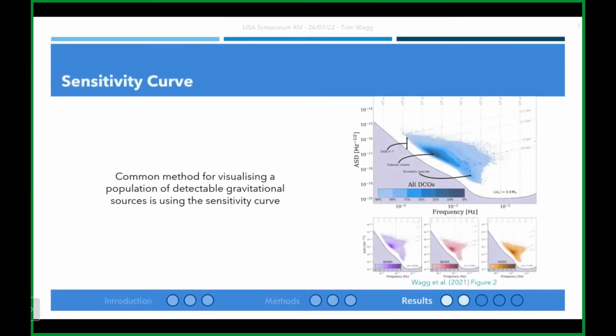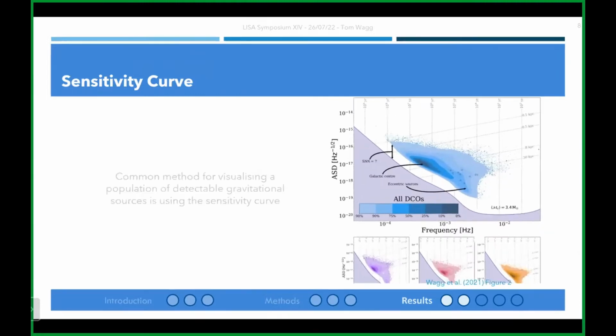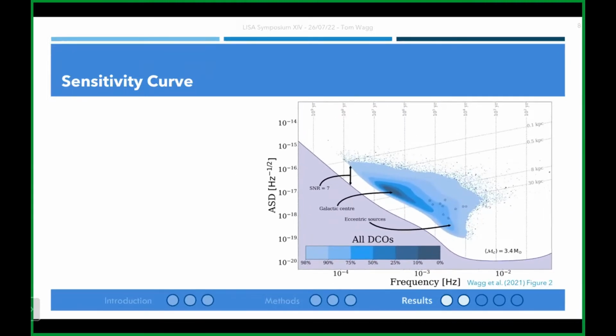But I think the numbers aren't necessarily the most insightful thing to look at. I think it's more interesting to look at how things are distributed. A common way of doing this is looking at a sensitivity curve, and this is the figure from the paper. But I'm not going to go through all of these panels because the bottom one's separated by type and it gets a bit complicated. So instead I'm going to zoom in on the panel that shows all of the different types together, and we're going to step through this bit by bit.